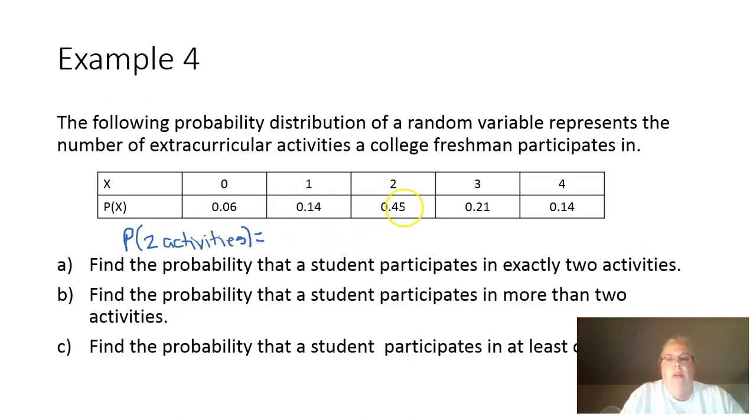And that is right here. When x is equal to 2, the probability is 0.45.